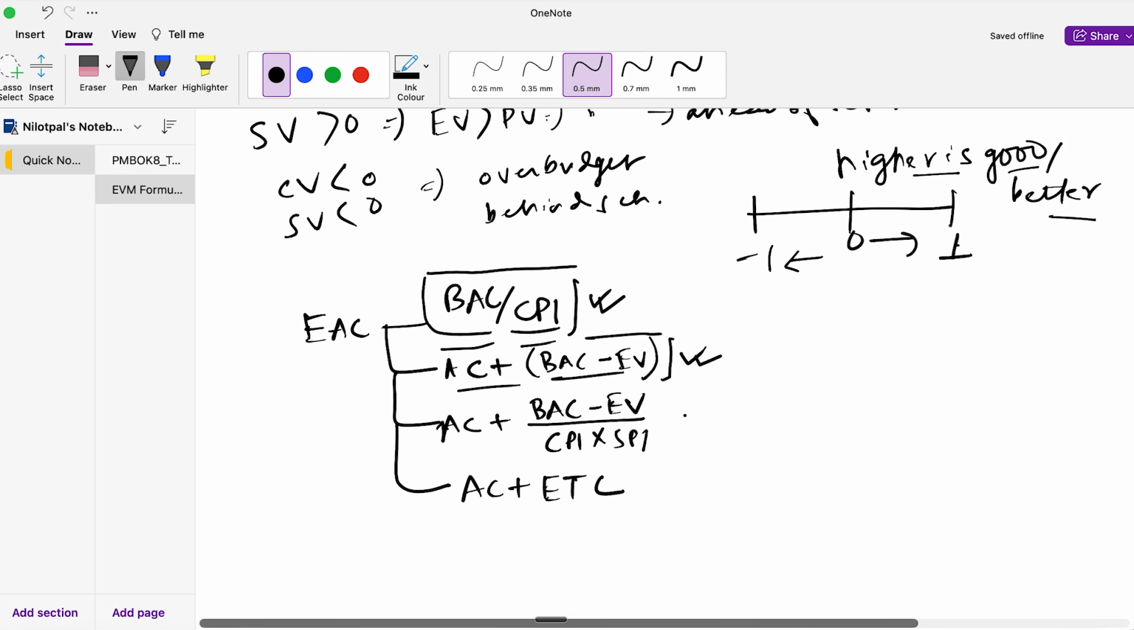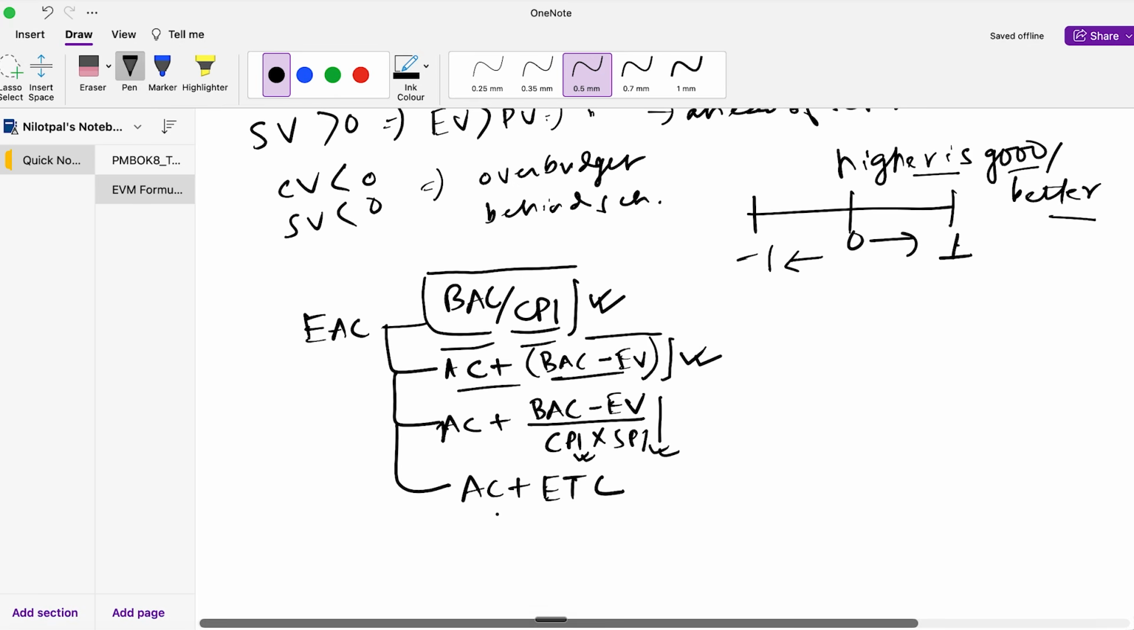Now, if it says as part of the project, both the cost performance index and the schedule performance index will affect your estimate at completion, you need to apply this formula, which is AC plus BAC minus EV divided by CPI multiplied by your SPI. And you need to apply this formula when the project scenario gives you an indication that both your cost performance index and your schedule performance index will affect the estimate at completion.